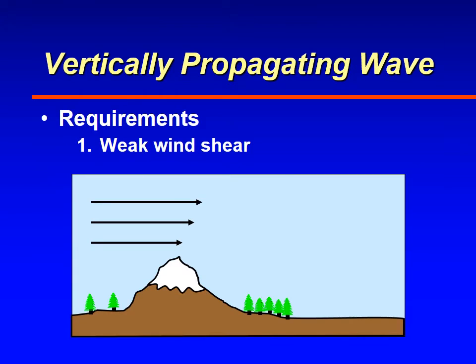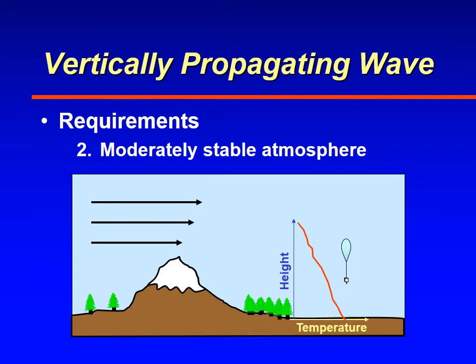So the requirements for a vertically propagating wave is weak wind shear, so wind does not change much with height, and also a moderately stable atmosphere. And this is assuming that the winds are blowing perpendicular to the mountain range. In other words, winds are blowing over the mountain, and the FAA states that a good threshold wind speed at mountaintop is 20 knots. If you see 20 knots of wind, then you should start thinking about mountain wave activity. And specifically, we're talking about vertically propagating wave.